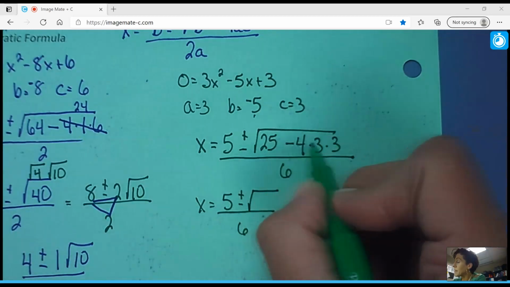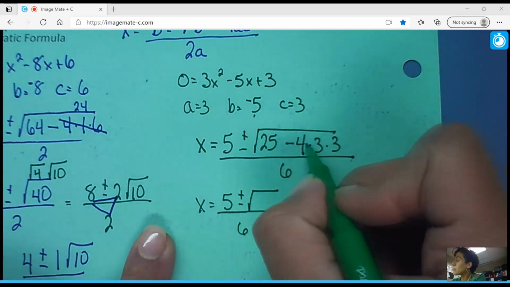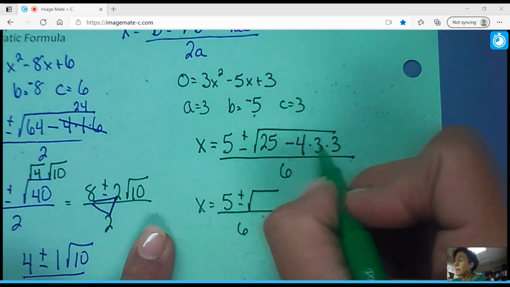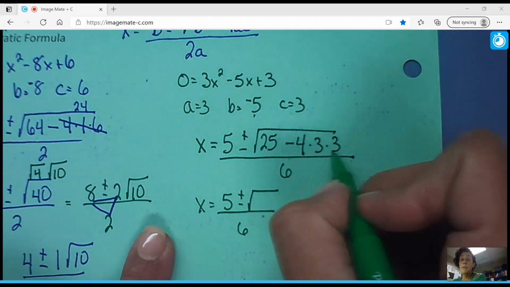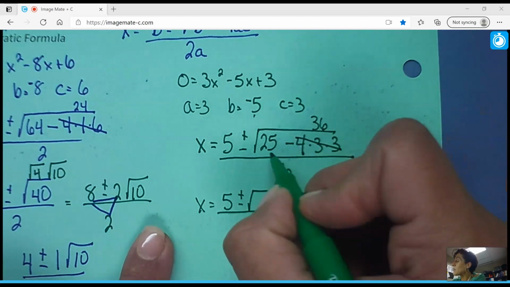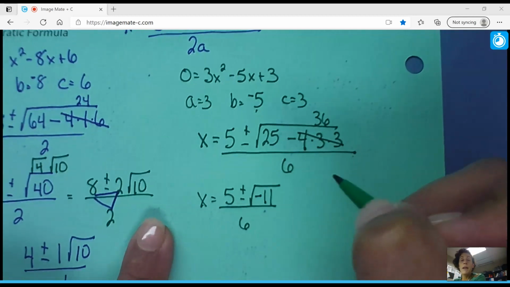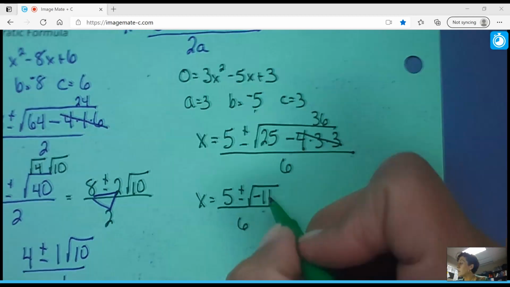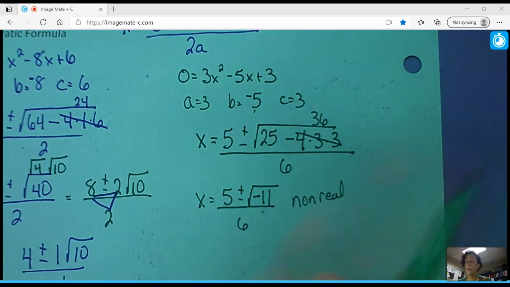And again, you can type this into your calculator, 25 minus 4 times 3 times 3, but order of operations would have you multiply first. So 4 times 3 is 12, and 12 times 3 is 36. Or maybe you want to do 3 times 3 is 9, and 9 times 4 is 36. And then when I have 25 and I take away 36, I get a -11 in here. For the record, we did talk about that. When you take the square root of a negative number, this is technically a non-real answer, and we stop right there. So that's our answer for this problem.